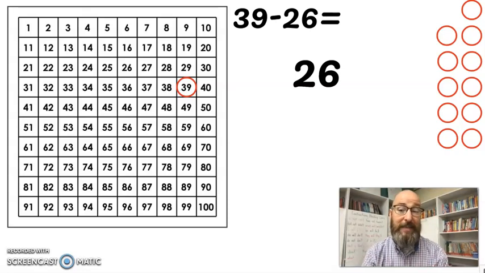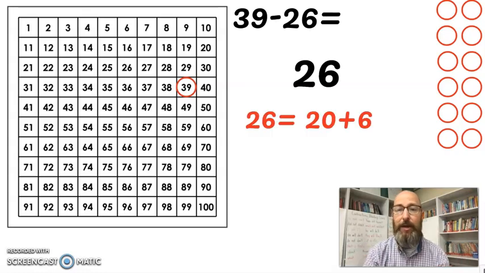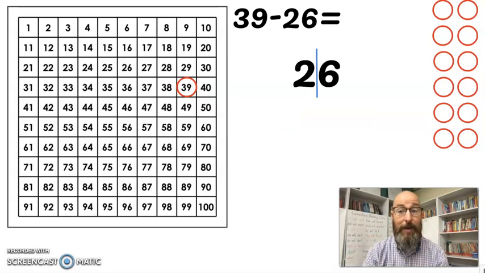When I look at the number 26, I need to know how to move across my chart. I don't want to count back 26 times because that takes way too long and I'm going to get tired. So when I look at the number 26, the easiest way is to break that number apart. 26 is a 20 and a 6, so 26 is 20 plus 6. Now, how did I know that? How do I get that?